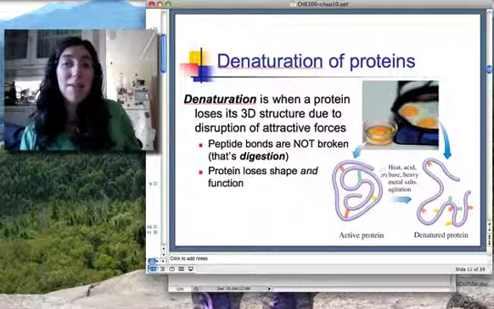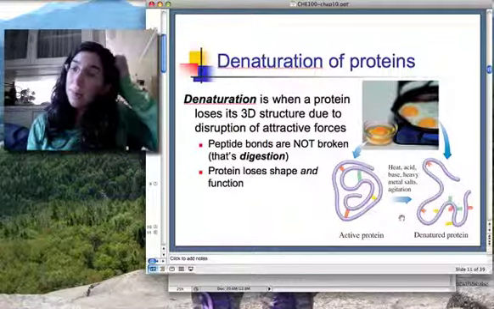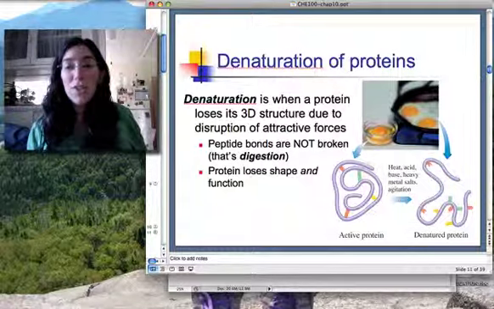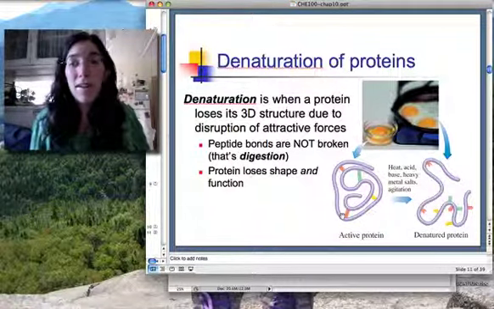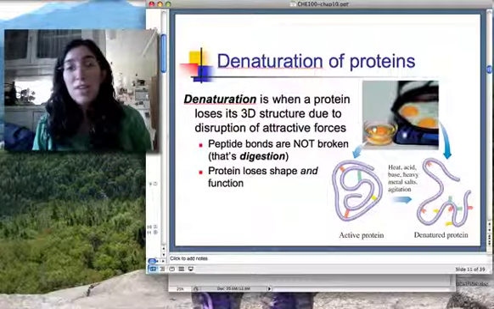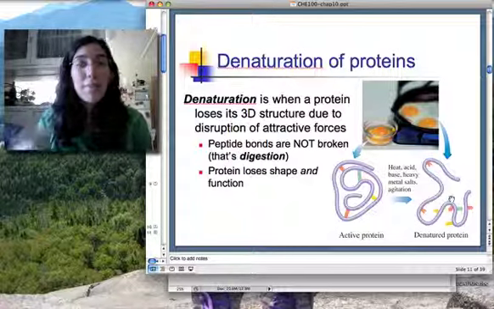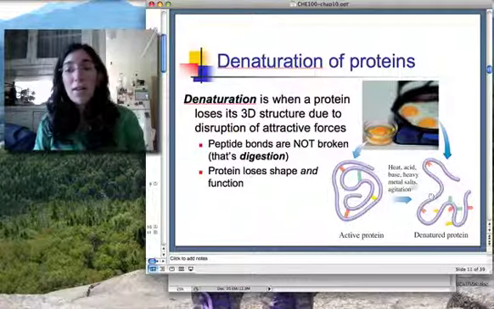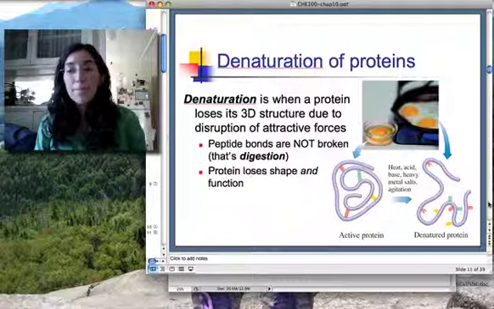Acids and bases can also denature proteins, can disrupt these intermolecular forces, these attractive forces. Even agitation, if you take this egg and you whip it really hard, it gets all foamy. That's how you make meringues or something. Again, it changes the protein structure. That fast mixing actually causes a disruption of these attractive forces.